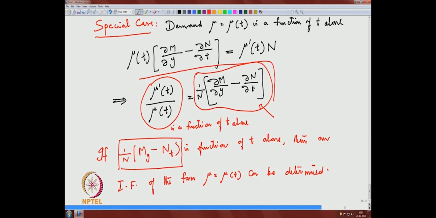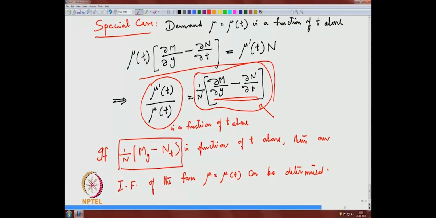You have to verify that, and this is valid, because if the equation is exact, dm by dy minus dn by dt is going to be 0. This is the situation when dm by dy minus dn by dt is not equal to 0, and in that case you need to calculate 1 by n or 1 by m and see which one is only a function of t alone. In the other case you see that it is a function of y alone. In that case either mu of t or mu of y can be determined, and you can multiply your differential equation with that mu of t or mu of y to get the solution.